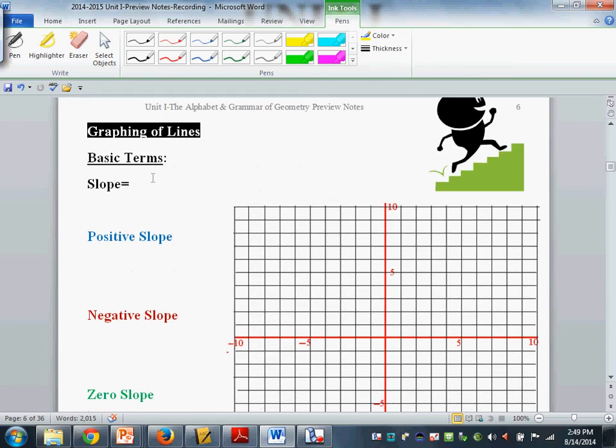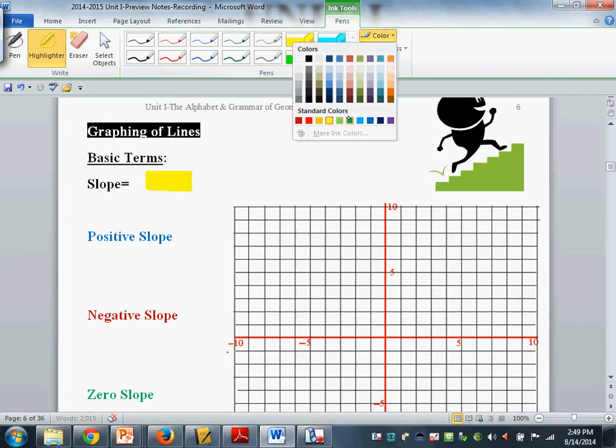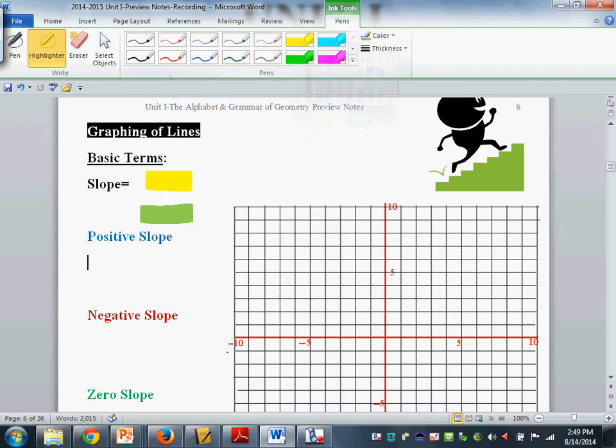Okay, let's do our basic understanding. Slope is going to be rise over run. So go ahead. Slope is the rise of a line, which is up and down, over the run of a line, left and right. Rise over run.